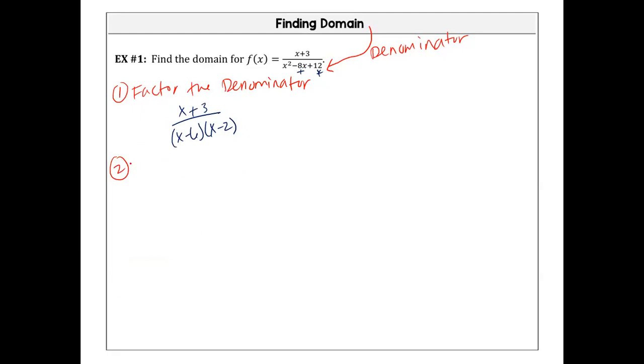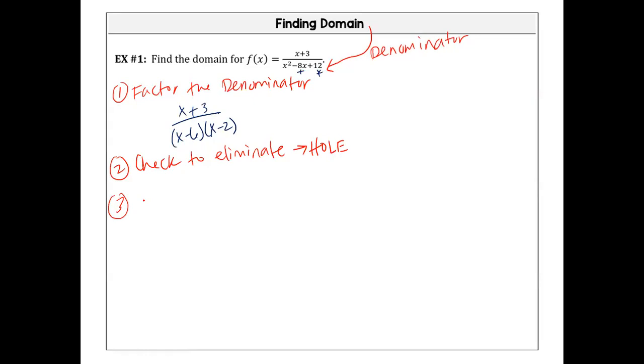Step two is to check for elimination. So, can you eliminate? Okay, if I can eliminate, then that leads to a hole in my graph. It's still an undefined point, but it's a hole in my graph. That means it's no longer part of my domain. Can I eliminate anything? No, the factors are all different.